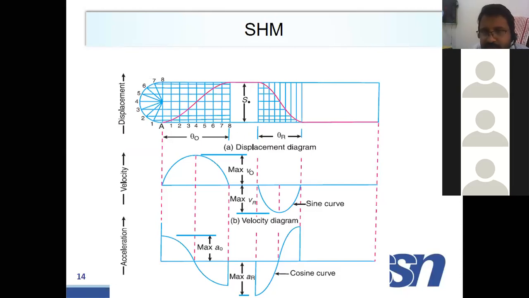So this period is called what? It is staying at the same place for some time. This is called the dwell period. This is the rise, this is the fall, this is the stroke, the complete stroke. Even this stroke is common everywhere. So this is what we have to draw.